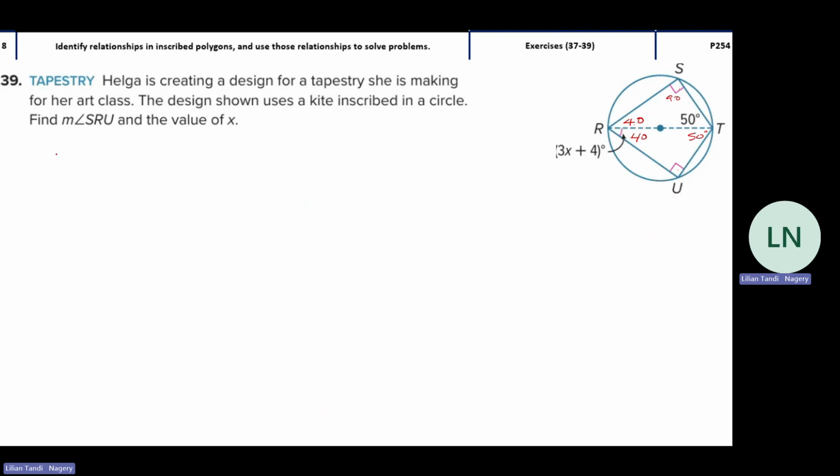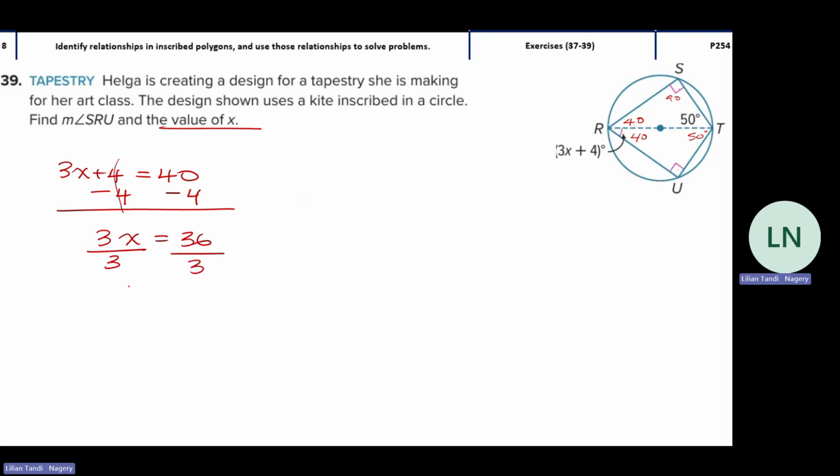Okay? Now, let us solve this. We want the value of x. So we're going to say 3x plus 4 should equal 40. Then I minus 4 on both sides. There are many ways of doing this. This is 3x equals 36. Divide by 3, x equals 12. And you box your answer. I think this is the best way for you to do this.